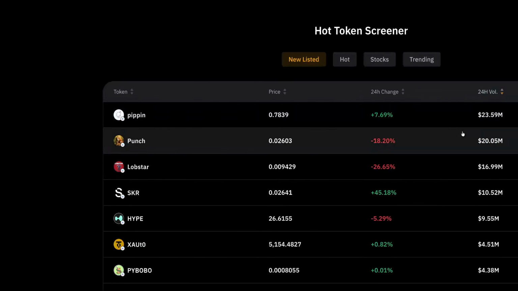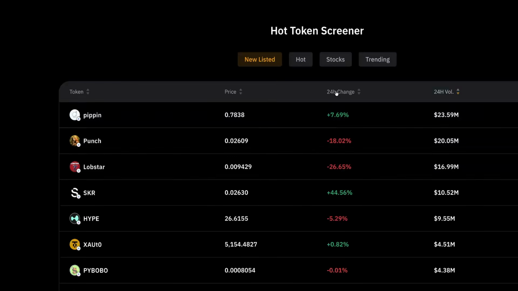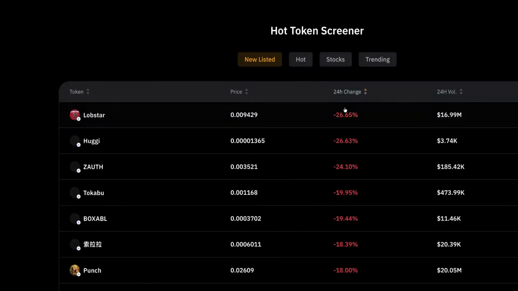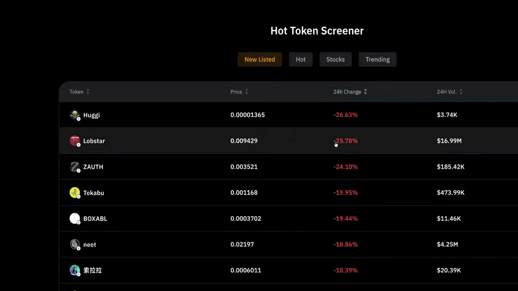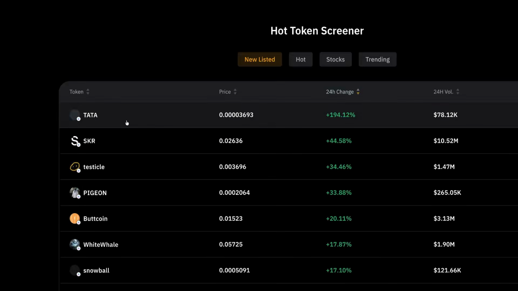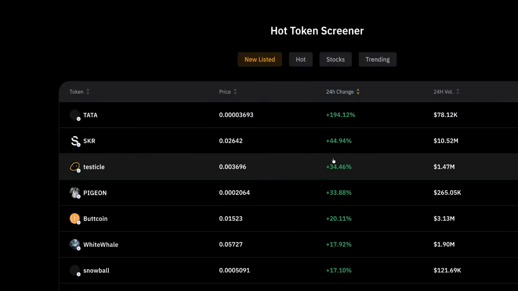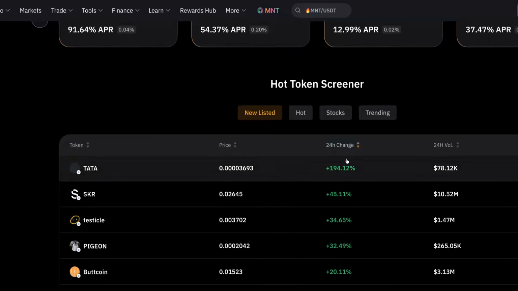You can see the turnover for the past 24 hours too is very high. Then we can go ahead and sort this by the percentage. So if I click on this 24 hours change once, it gives us the top losers. I click on it again, it gives us the top gainers. You can see Tata is already up by 194%, and it goes on. So you can look at all of this and see what you can achieve with it.